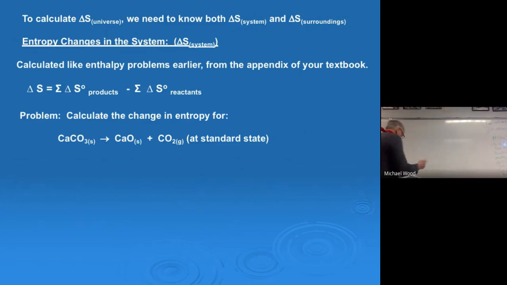Okay, so to do a problem like this, it says calculate the change in entropy. You would have to be given the S0 values, and the units on this are joules over Kelvin mole. So CO2 is 214, CaO is 40, and CaCO3 is 93. And we're going to do this exactly like what we did way back in the fall with delta H.